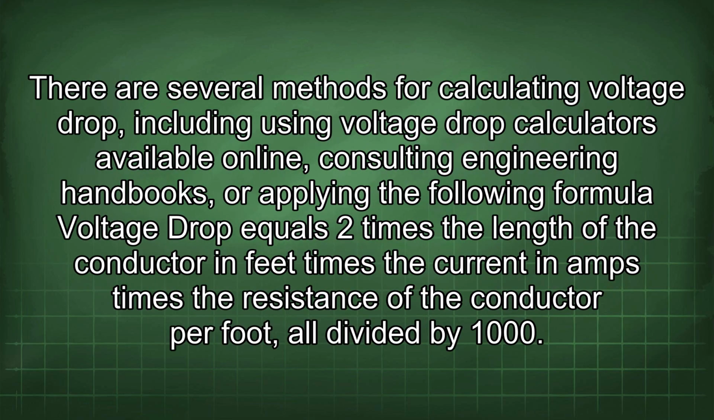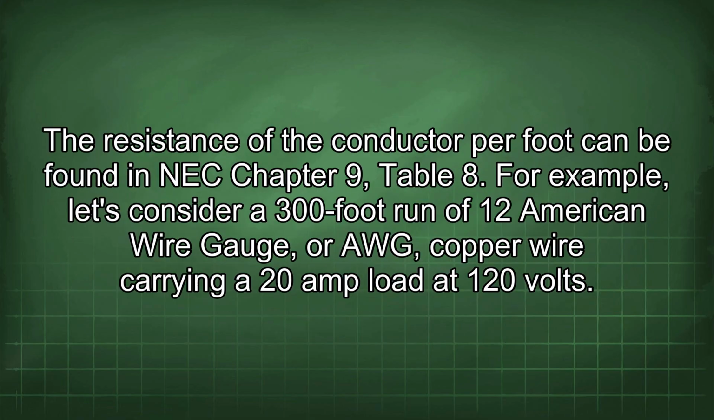There are several methods for calculating voltage drop, including using voltage drop calculators available online, consulting engineering handbooks, or applying the following formula: voltage drop equals 2 times the length of the conductor in feet times the current in amps times the resistance of the conductor per foot, all divided by 1000. The resistance of the conductor per foot can be found in NEC Chapter 9, Table 8.